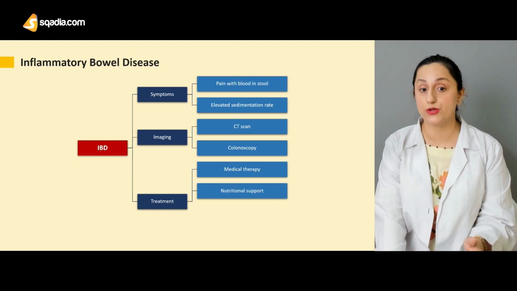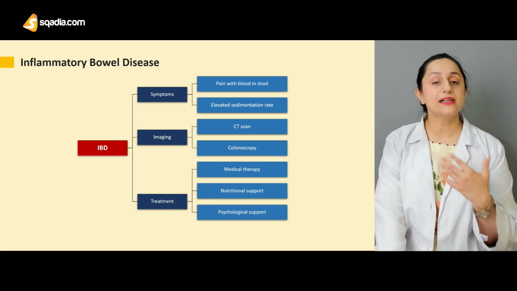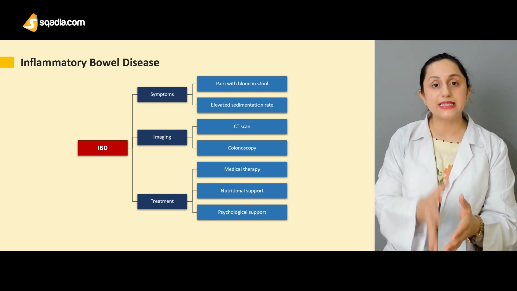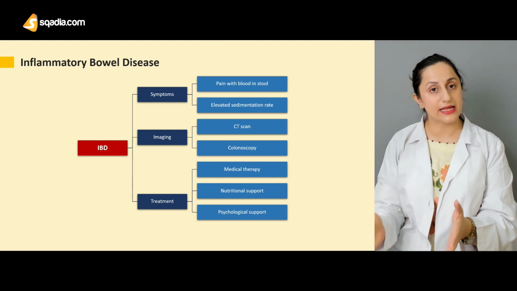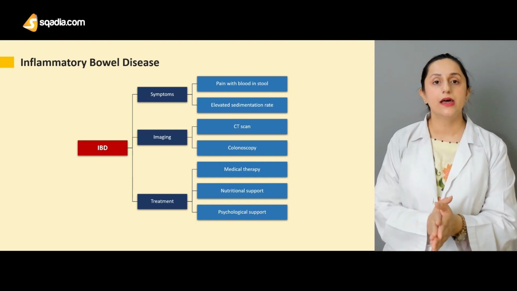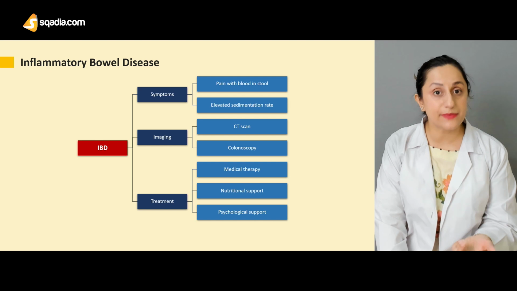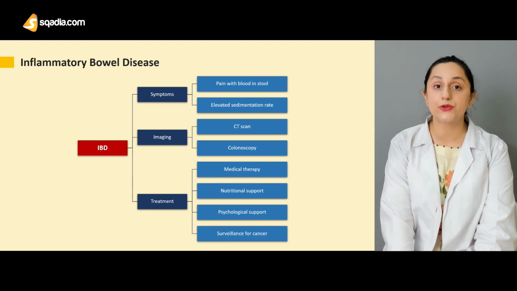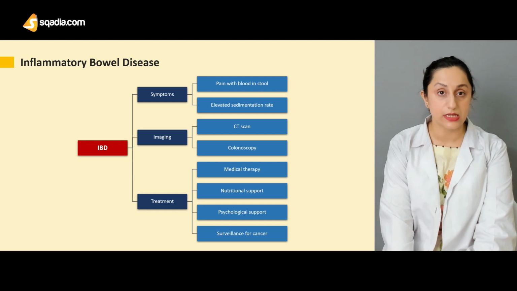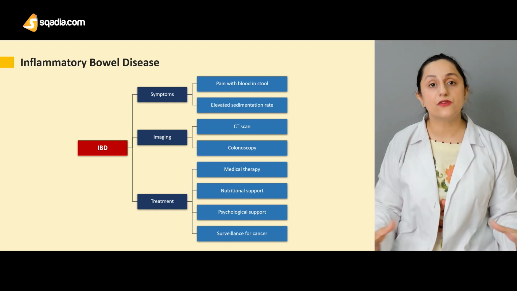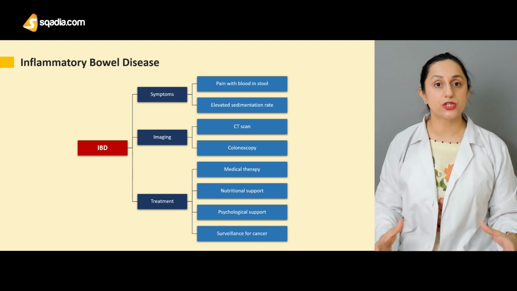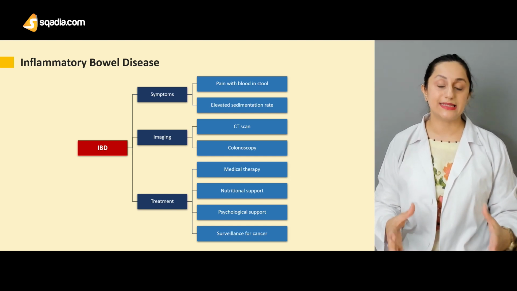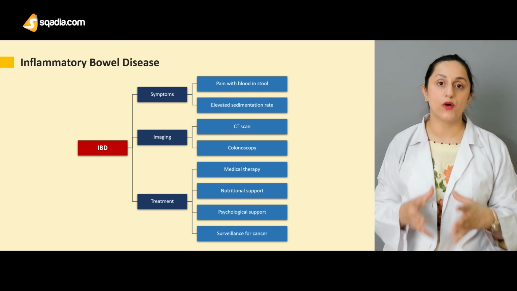Nutritional support is very important for these patients. Psychological support, educating the patient and telling him what kind of a disease he's suffering from, what kind of lifestyle modifications he needs to have. This is again very important. Stress management is very important for these patients as well. And obviously, you look out for any life-threatening conditions. You have that constant surveillance for the cancerous conditions, either benign or any kind of malignant changes that are taking place in the bowel of the individual.